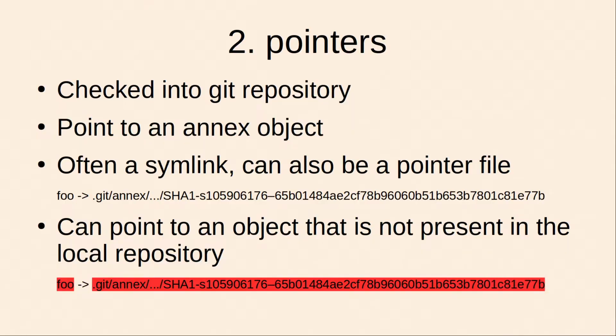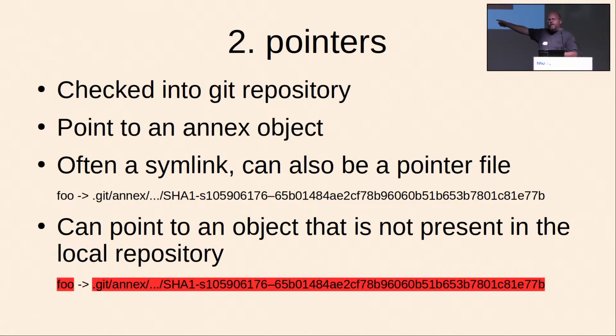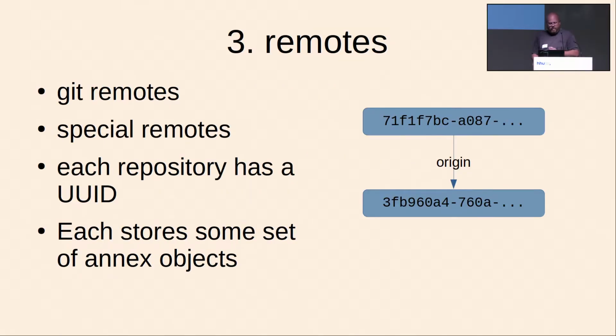But here, you have a solution, which is that I don't have this on my disk, but I still have file foo, and I can think about file foo, and I can even get the content of file foo if I want it. So some people can't use symlinks. There's complications, but we have pointers checked into Git to the objects which aren't checked into Git and which git-annex manages. So the third piece is remotes, and if you know about Git, you know about remotes already.